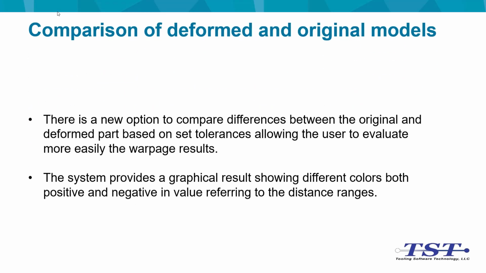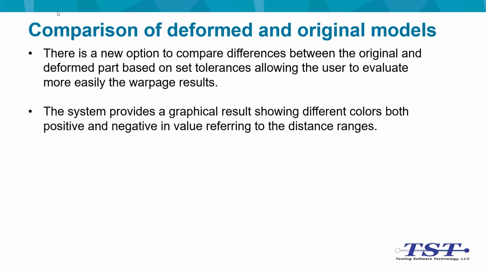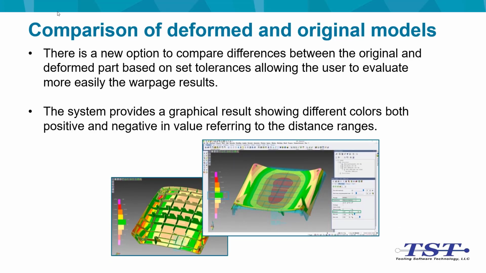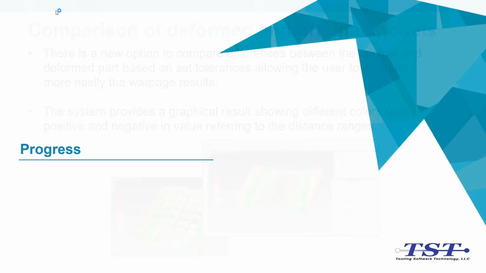Within the comparison of deformed and original models, you now have some new options to compare the differences between the original model and the deformed part to set tolerances and be able to better accurately read your warpage results. The system now has a graphical result showing the difference between colors as well. And you can see how inside the color chart, the more differences the highlighted area has, the bigger the color bar is going to be.